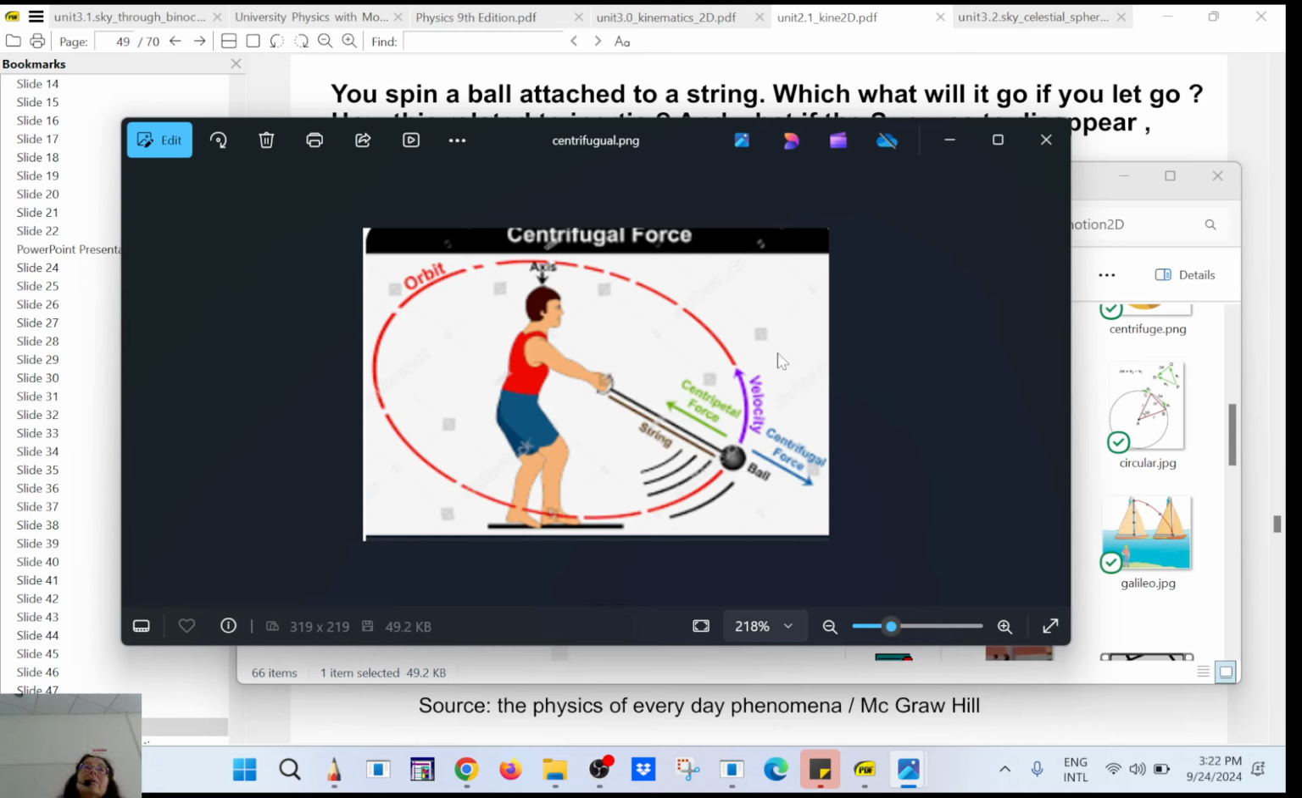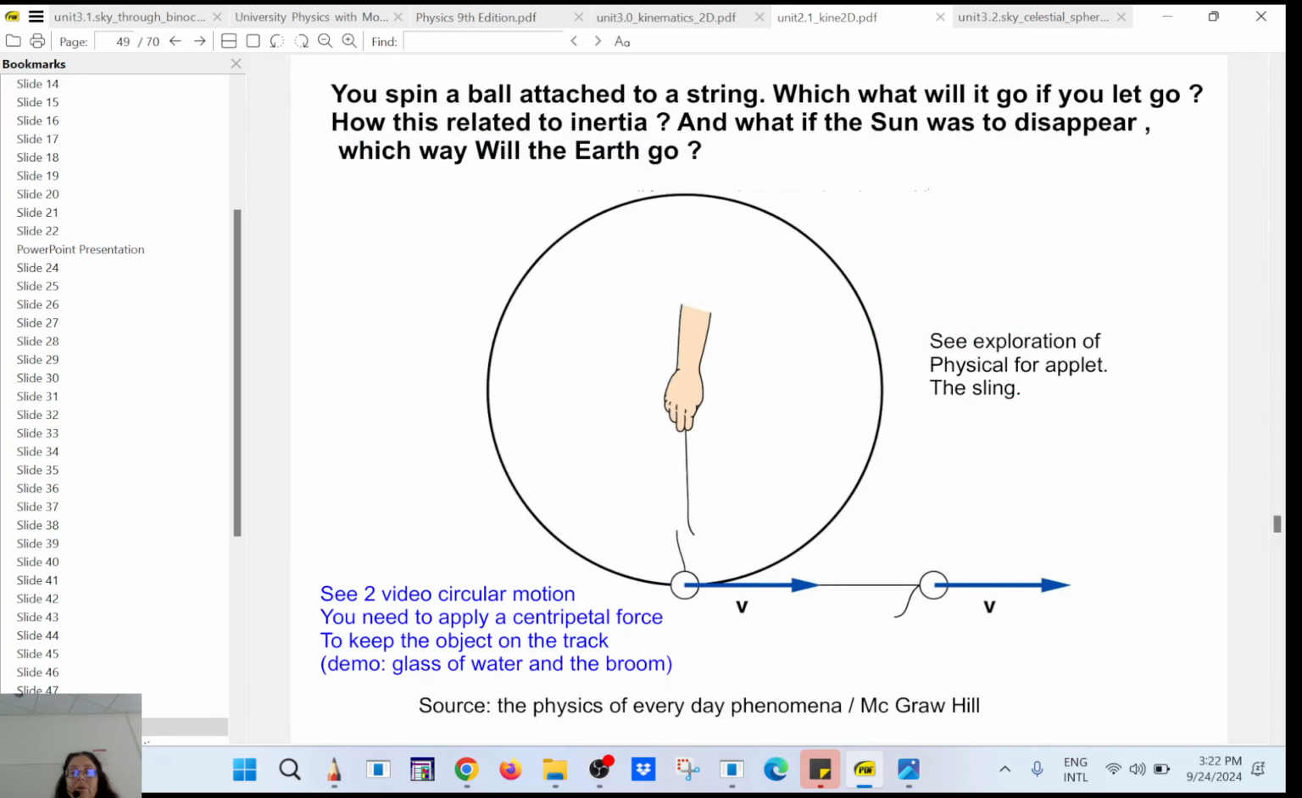Tangent, okay? Because of something called inertia, if there is no force acting, the object wants to keep moving in the same direction at the same speed forever after. If you want the object to stay on a circular path, you need what is called a centripetal force, something to pull the object toward the center. Centripetal means toward the center.